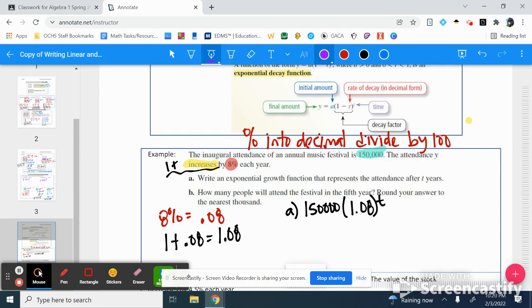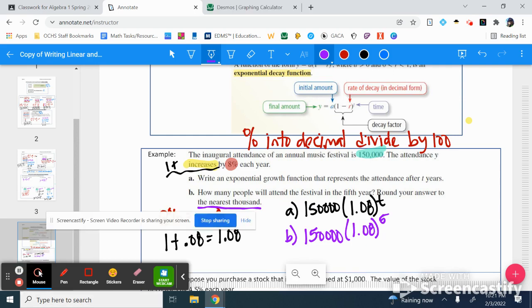For part B, it's asking how many people will attend the festival in the 5th year. So I take this exact equation, 150,000, multiply that by 1.08. But now instead of t, what I want to do is raise that to the 5th power. And make sure that you're reading the instructions here because it says to round the answer to the nearest 1,000.